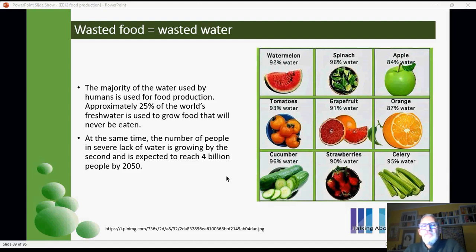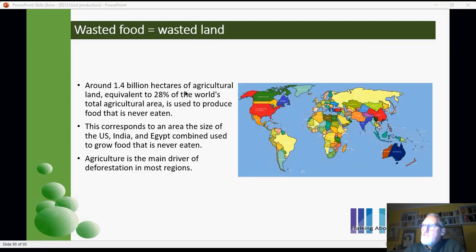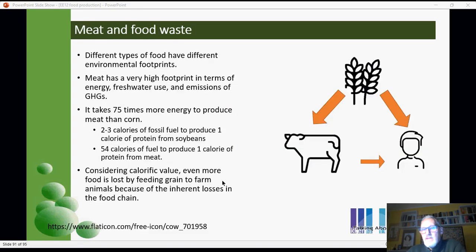Okay, so wasted food is also wasted land, because if you think that around 1.4 billion hectares of agricultural land, which is equivalent to nearly 30%, nearly a third of the world's total agricultural area, is used to produce food that is never eaten. Okay, that is the area of the US, India, and Egypt put together, used to produce food which is never eaten. Okay, and also remember that because of this inefficiency, there's always a push for more agricultural land, and this is a big driver for deforestation.